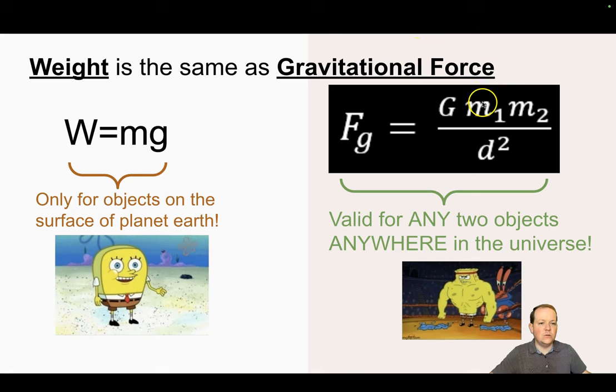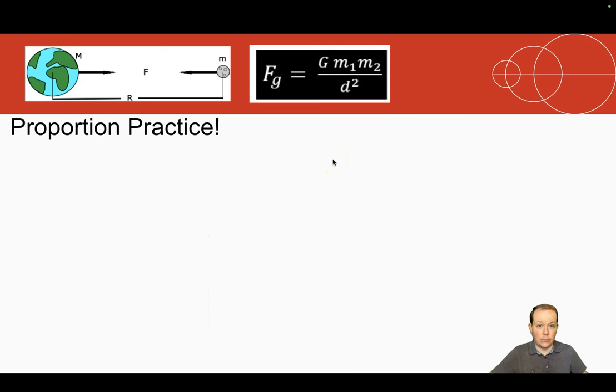So this can be used anywhere. This is only to find the weight of things on planet Earth, okay? My last thing, let's do a practice with our proportions, okay? Yes, we'll do some problems where you are given a number for the mass m1 and m2, you're given a number for distance. Again, g is a constant, but we can also do those proportion style of problems, okay?